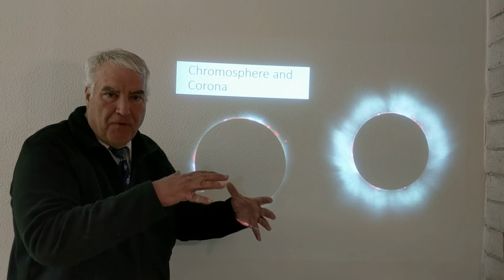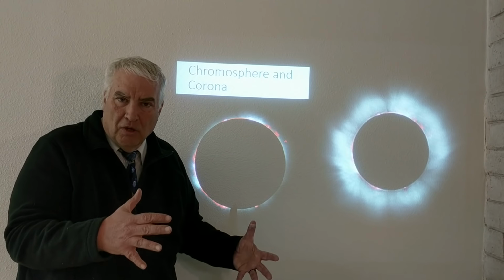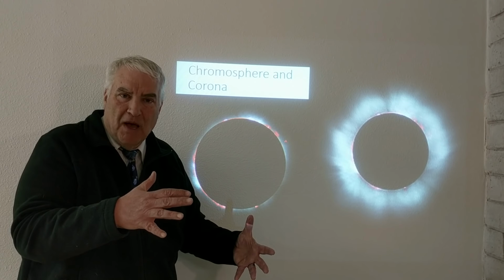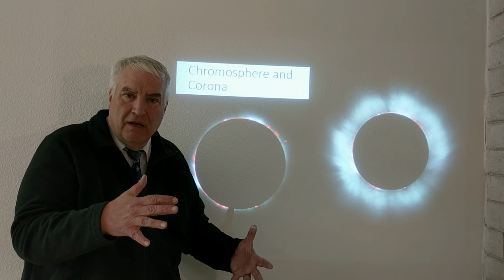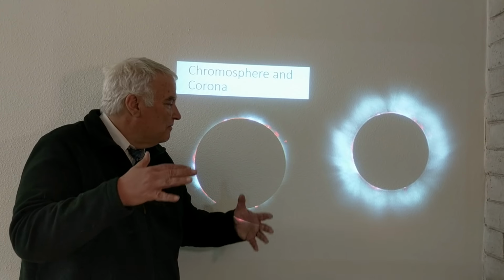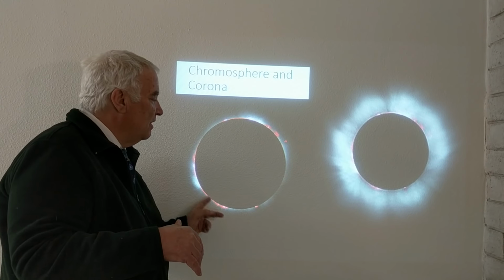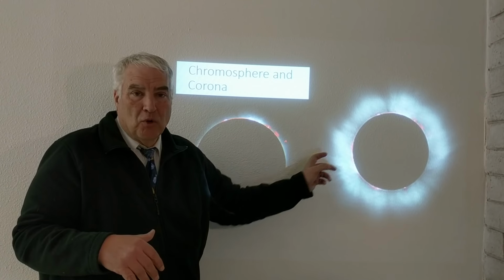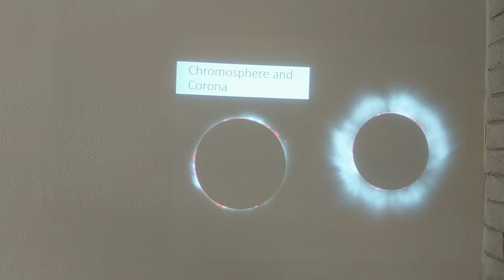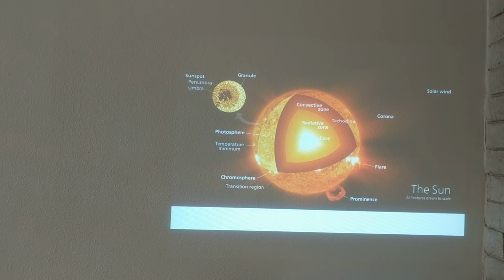And so we have the photosphere, that's cooler. That's where we have the sunspots. That's where we have the flaring activity. Then above that, we have the chromosphere. And then above that, we have the corona, or the crown, the corona of the sun. And so that's what we can see in terms of the sun.